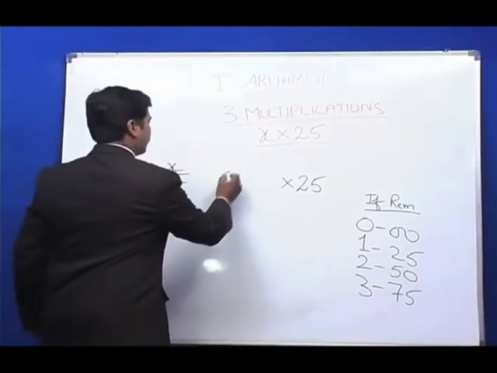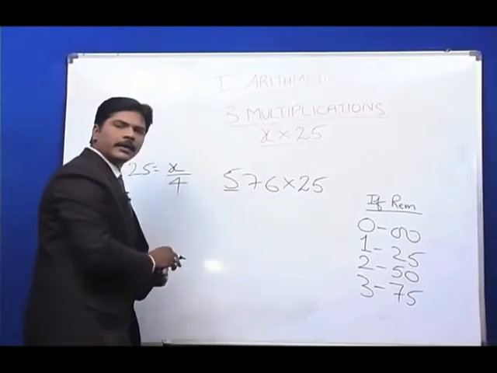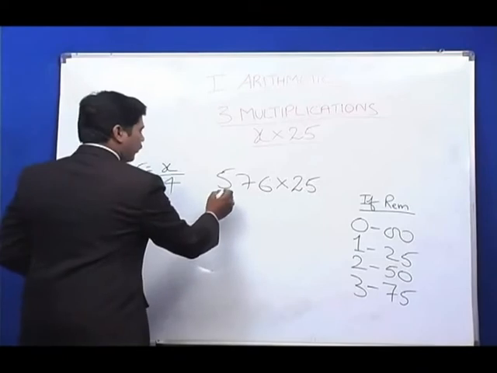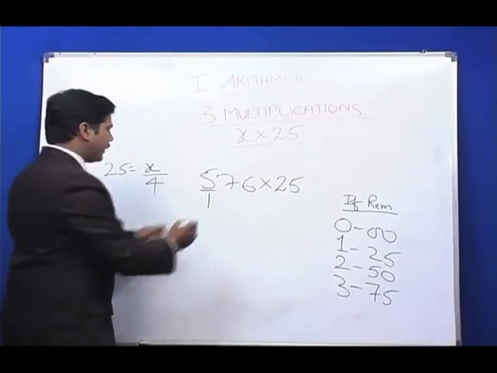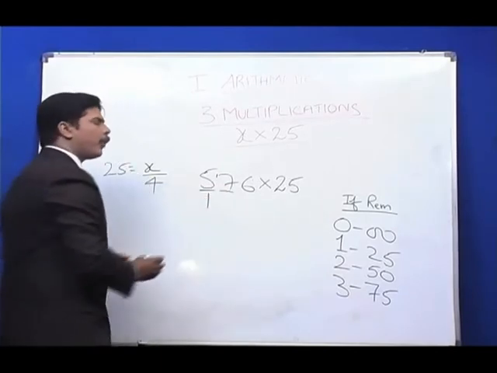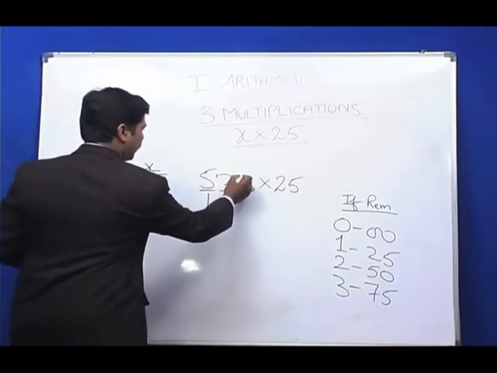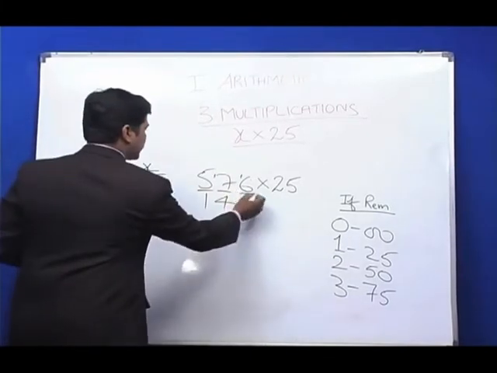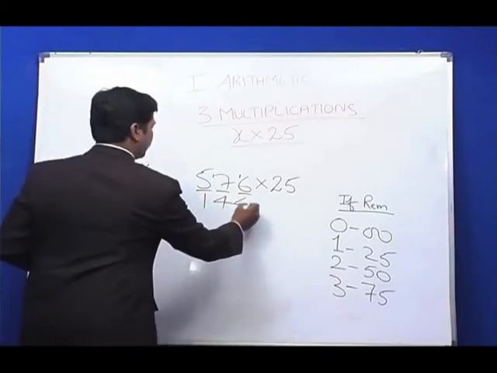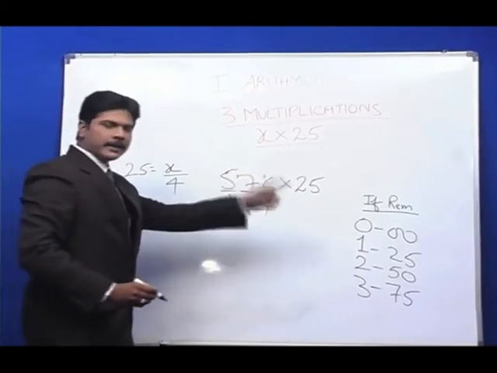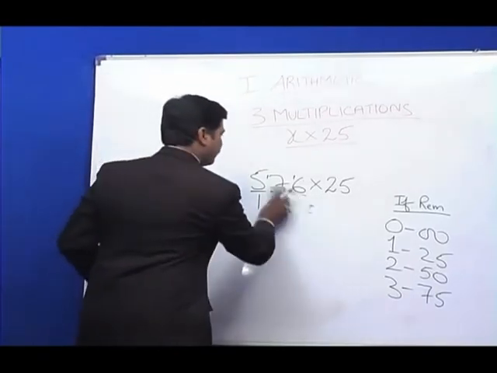That's the answer. Now let's take even bigger numbers, something like this. How much is 576 times 25? Now underline the first number, 5. 4 goes in 5 once with a remainder of 1. Put the 1 there, assume it as 17. 4 goes in 17 4 times. 4 times 4 is 16 with a remainder of 1. Give the 1 to the next number, assume it as 16. Now underline 16. 4 goes in 16 how many times? Exactly 4 times. That means no remainder. No remainder means 0. If the remainder is 0, the answer ends in 00. That's the answer.